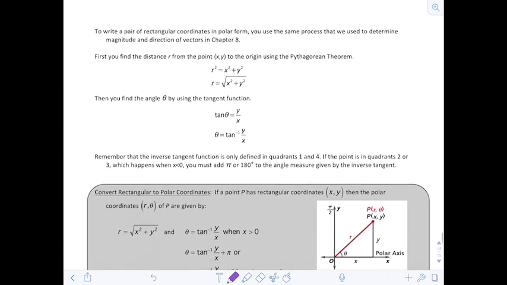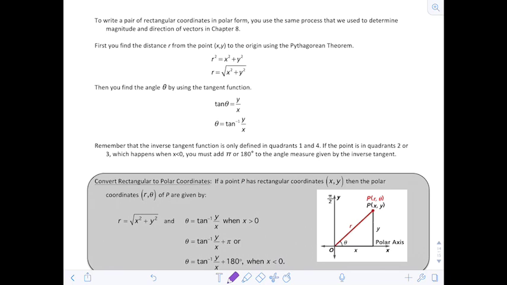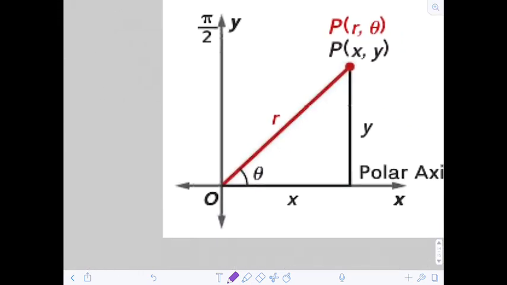Okay, now we're simply going to go the other way. We want to write a pair of rectangular coordinates, x, y, back the other way into our r, theta. We're going to use the same process that we used to determine magnitude and direction of vectors in chapter 8. This is literally the same process. So if we look at this picture down here, and we, for example, think of r as a vector, the magnitude would be r. And how did we find magnitude? Because magnitude could also be length.